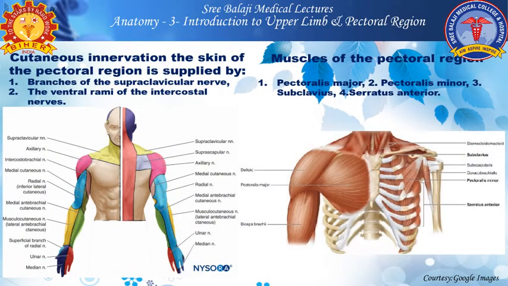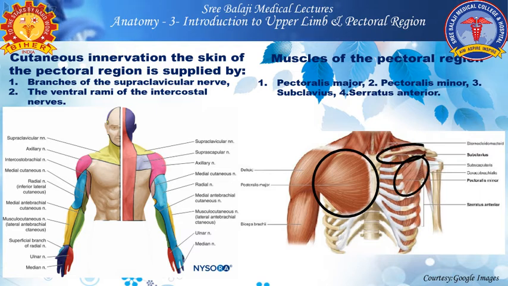Cutaneous innervation: the skin of the pectoral region is supplied by branches of the supraclavicular nerve and the ventral rami of the intercostal nerves. The muscles of the pectoral region are pectoralis major, pectoralis minor, subclavius and serratus anterior.